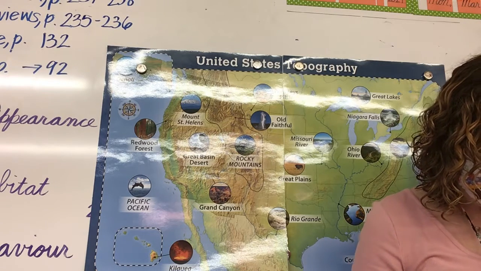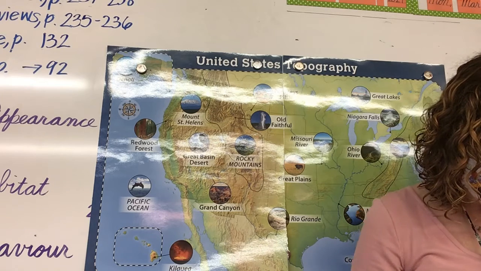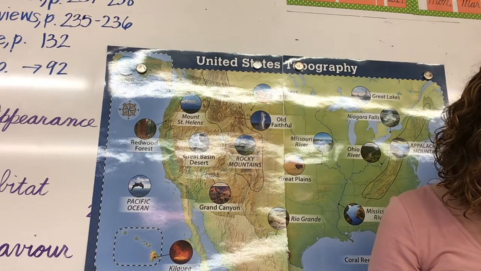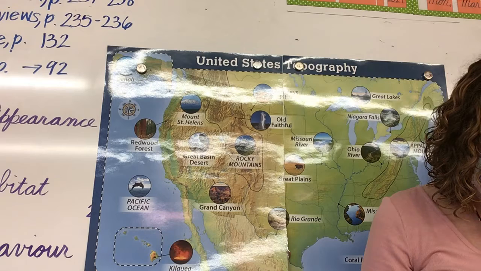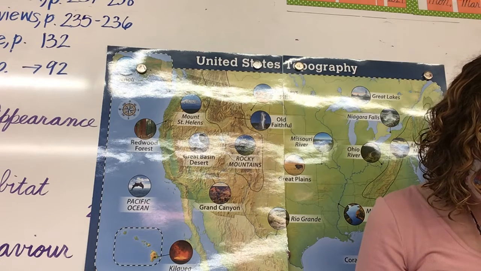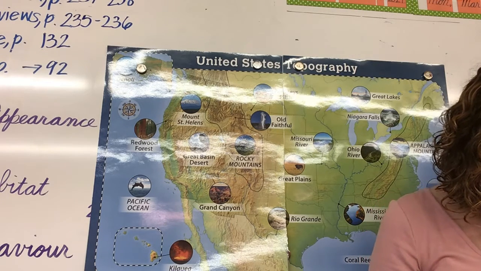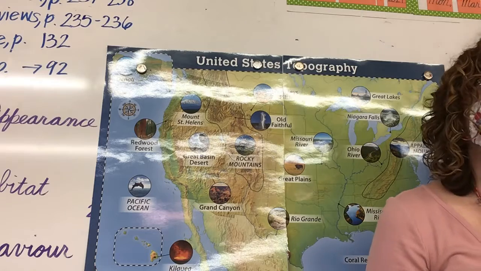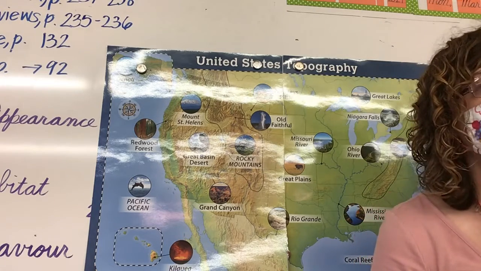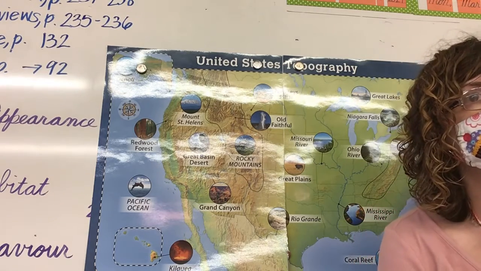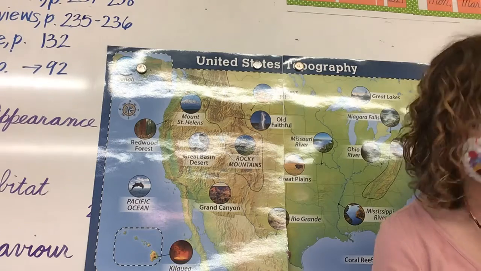Square deal: a plan Theodore Roosevelt put in place to control big businesses, packaging of food, and conserving national landmarks. So this square deal would have been one way he made America, the United States, better when he was president.